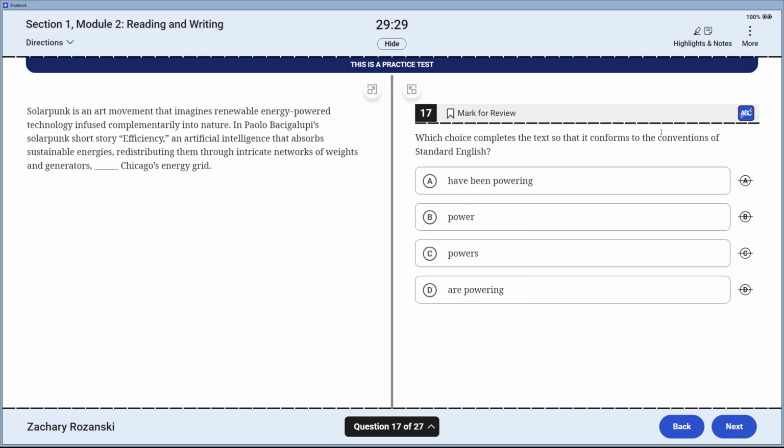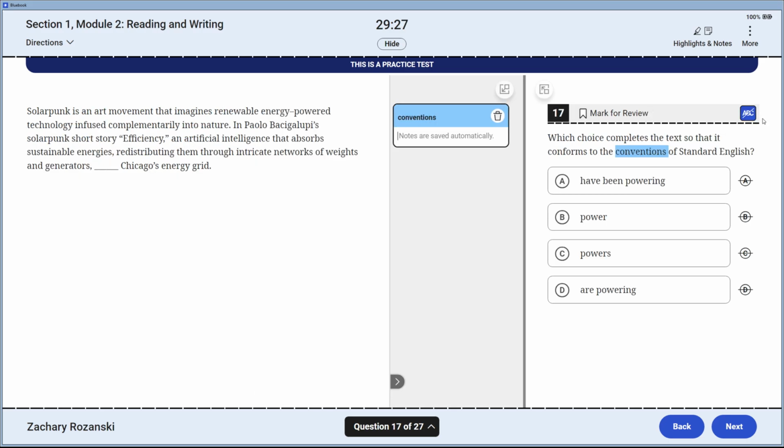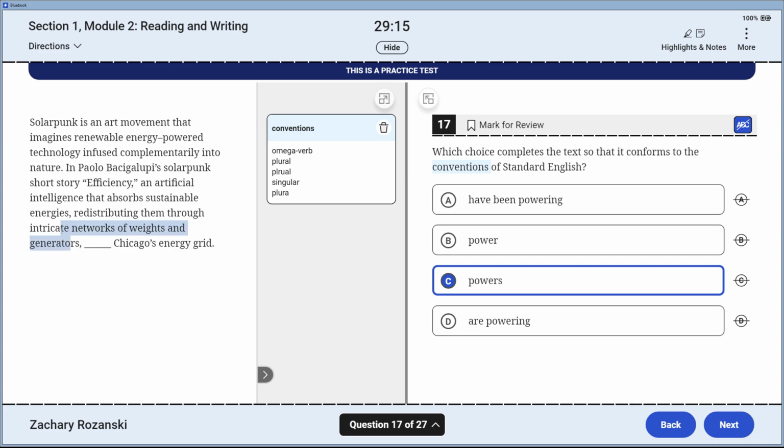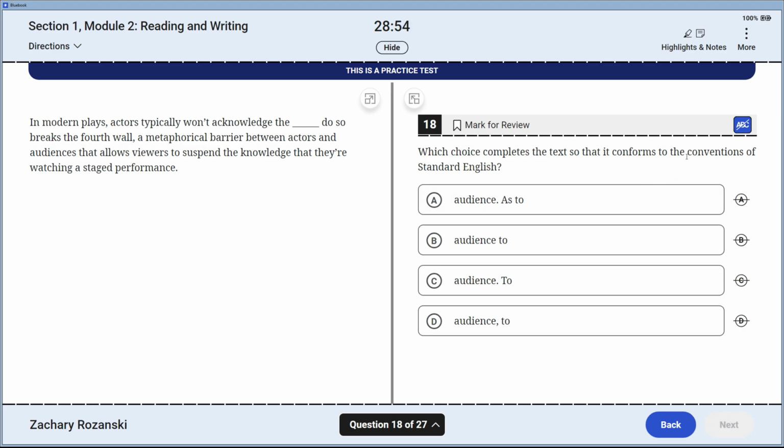We're on to the next one. Let's test these omega considerations. We see an omega consideration. We see verb. We've got a plural. We've got a singular. We've got a plural. Let's pick the odd man out, but we want to be disciplined. Go looking for its subject. On the left side, I see a little bridge. I see an artificial intelligence is going to be my subject. This is a relative clause. Sustainable energies is the object of absorbs. Its subject is that. An artificial intelligence powers Chicago's energy grid. 17 is C, and that's gorgeous.